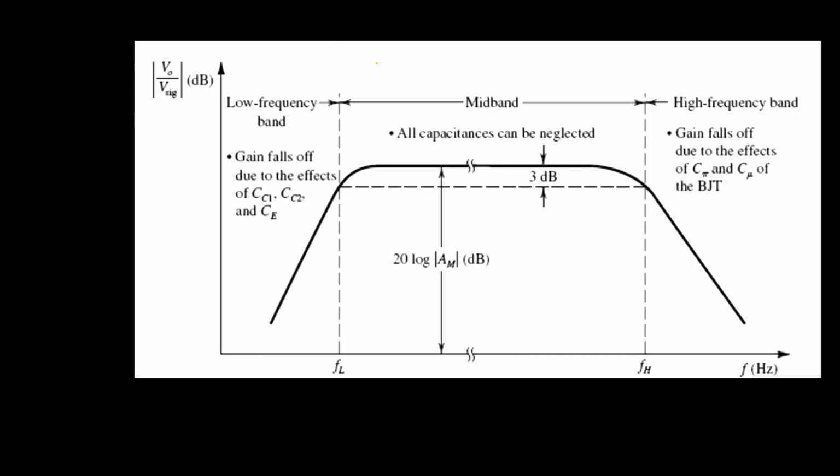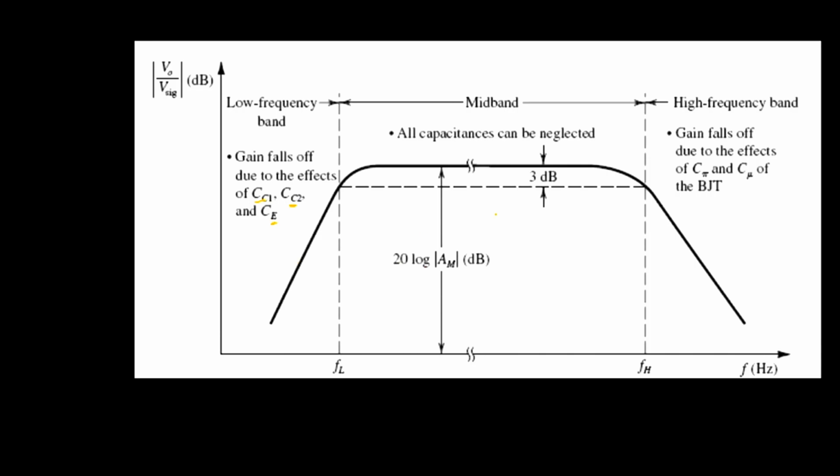So this is the graph which tells us at what frequency what capacitors are actually active. If your frequency is low, the coupling and bypass capacitors, coupling capacitors are CC1 and CC2, and the bypass capacitor CE, these three capacitors become active, due to which your voltage gain becomes lesser and lesser as the frequency becomes less.